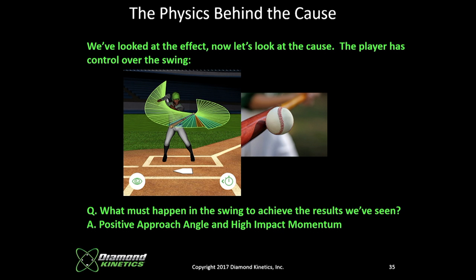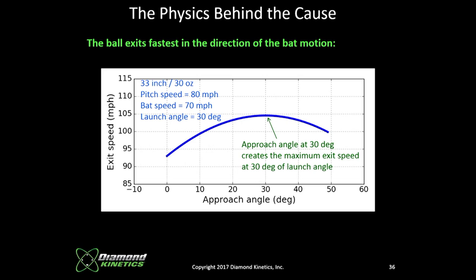So what we're going to look at for the next few minutes is what happens during the swing, and specifically what do we want to have happen during the swing in order to get these results. It comes down to two things. Impact momentum, basically swing the bat fast and use a heavy enough bat to do some damage, and approach angle. Those are the two parameters, and they relate directly to high exit speed and high launch angle. And we're going to dig into that for a second.